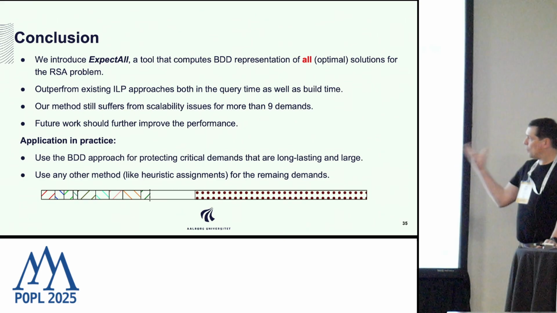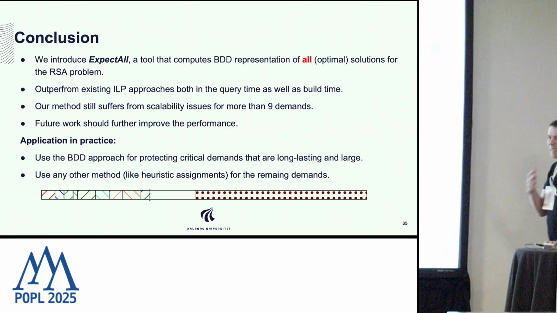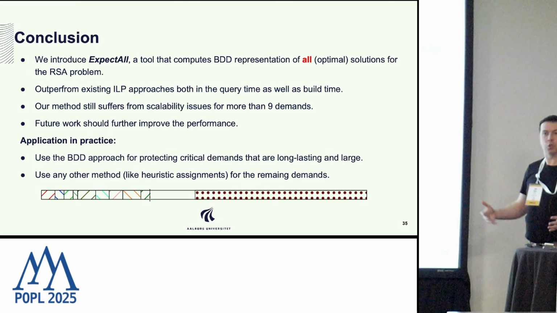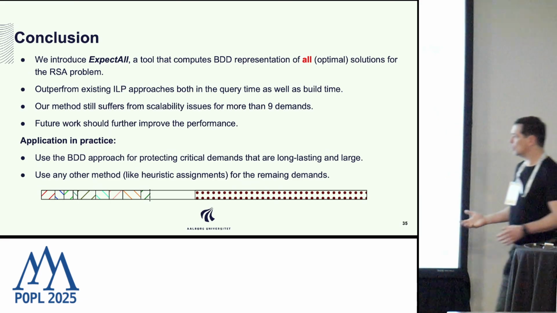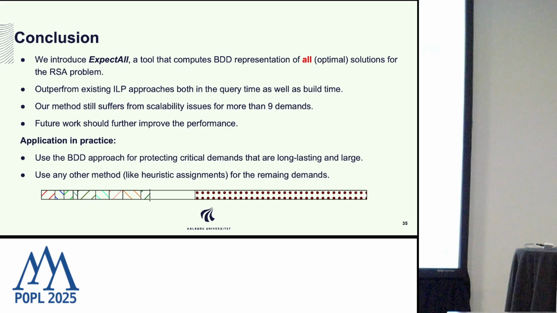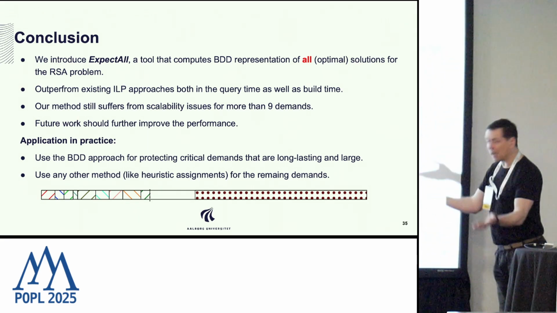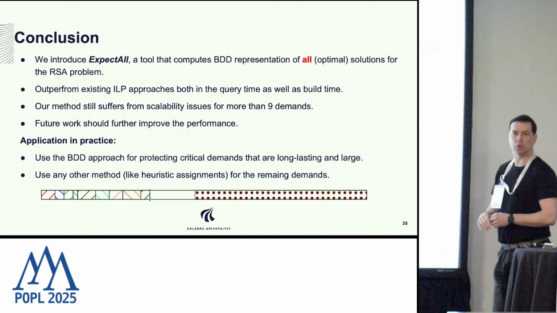But what about application in practice? 9 demands is usually not enough. So what do you do? Well, you can select some very critical demands you want to protect in an optimal way. They should typically be long-lasting and large volume. In the beginning of the spectrum, you simply use this optimal method using BDD. You can pre-compute the solutions. You are guaranteed to have optimal protection there.